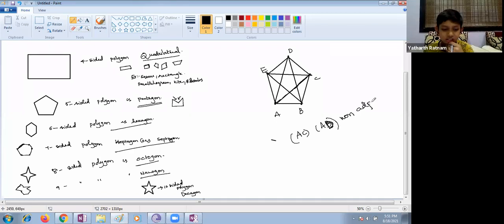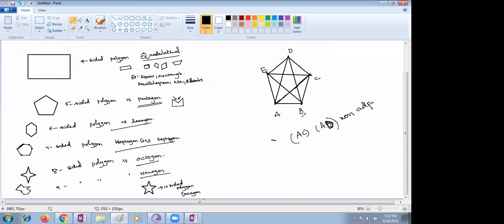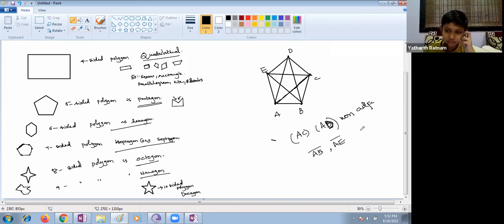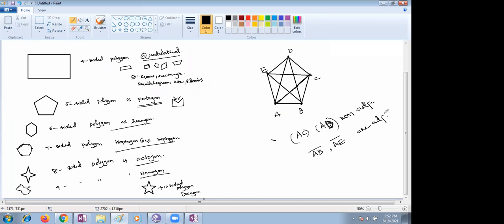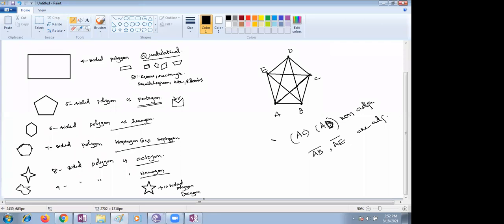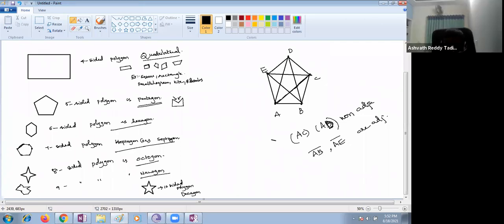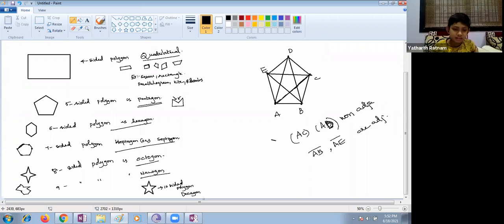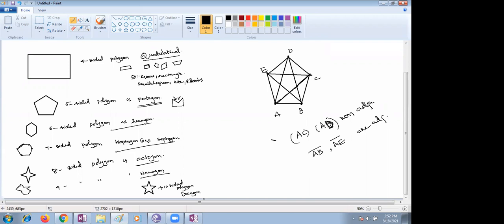Ma'am, which are adjacent then? Adjacent means next to each other, Nana. What is next to A? Ma'am, A, B, and A, E. E, D; D, C; C, B; B, A. These are adjacent. Ma'am, A, D and A, C we can write. B, E and B, D we can write. C, E and C, A we can write. D, B and D, A. And E, B and E, C we can write. Very good. Non-adjacent means not next to each other. So the endpoints of the same side of a polygon are called adjacent vertices.